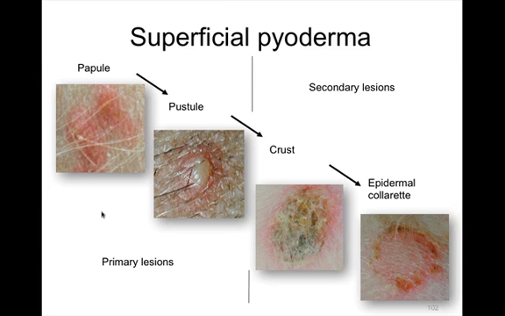Okay, so now we're looking at a different presentation. And you have a sequence of 4 lesions. Obviously, at any given time, you may have all 4 lesions or just 1 or 2 types. But this is how a bacterial infection is going to look in a dog, and this is going to be more visible on the non-haired or the less haired areas of the body, like the belly, the armpit.